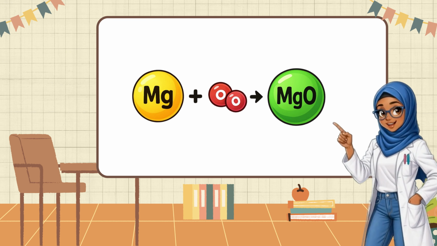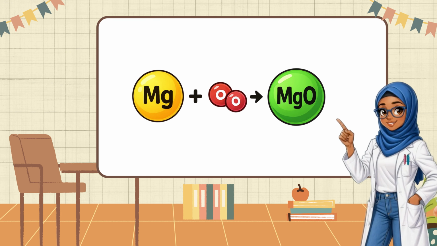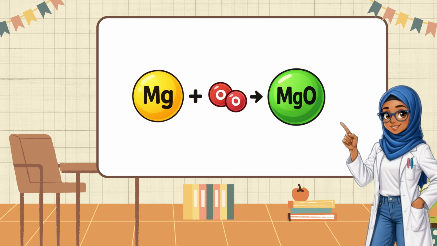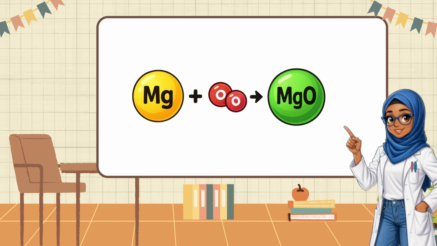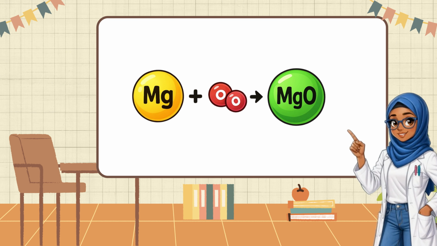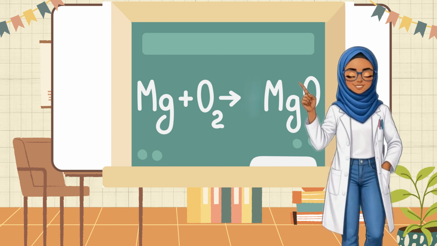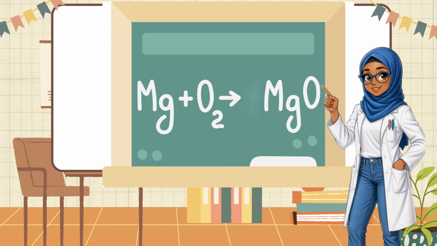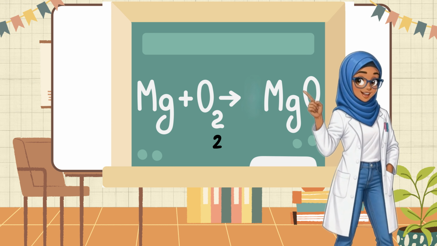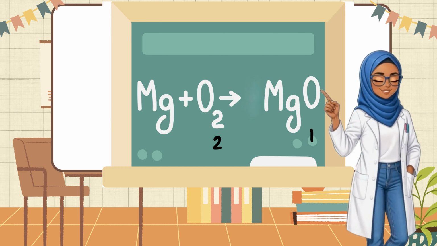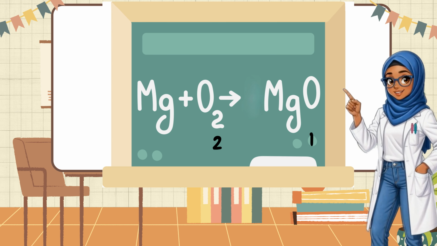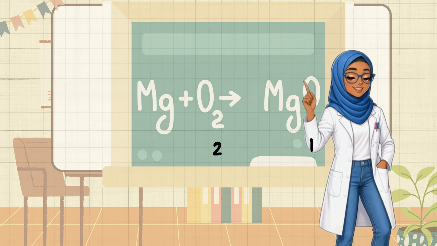Let's use magnesium reacting with oxygen to form magnesium oxide. At first, the equation looks like this: magnesium plus oxygen gives magnesium oxide. Now look carefully. Oxygen is not balanced. There are two oxygen atoms on the reactant side, but only one oxygen atom on the product side.